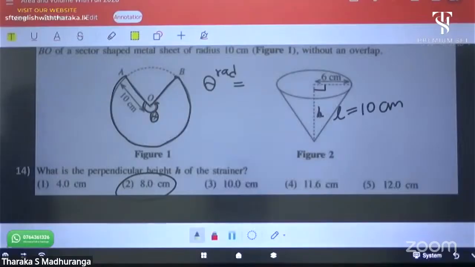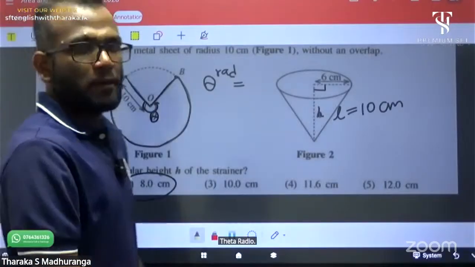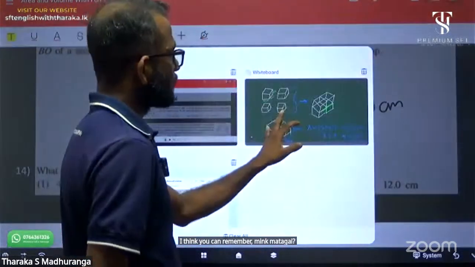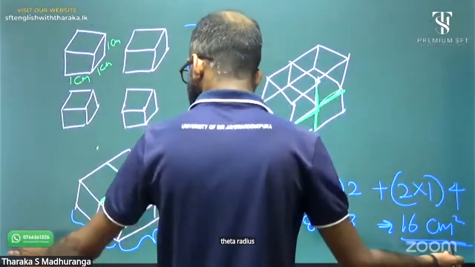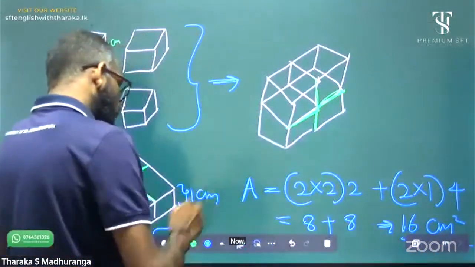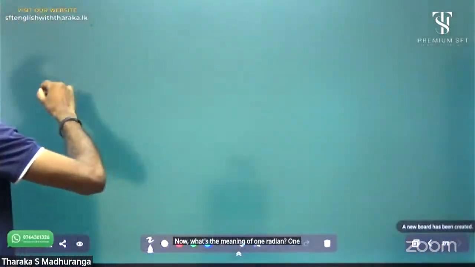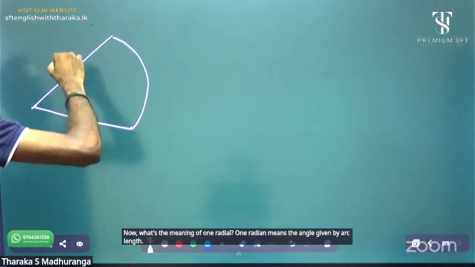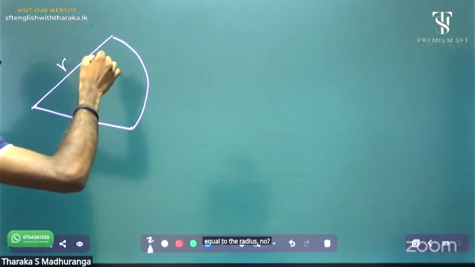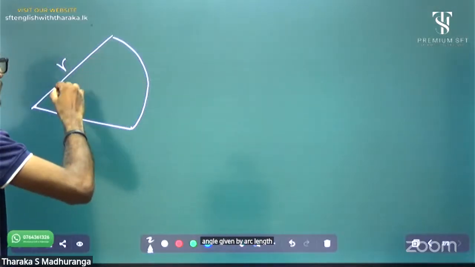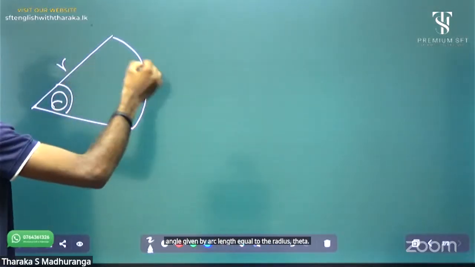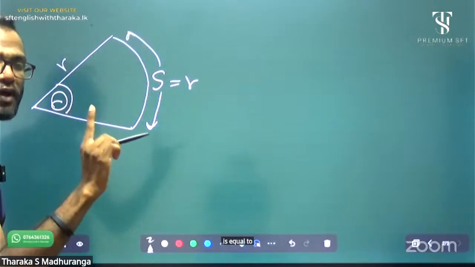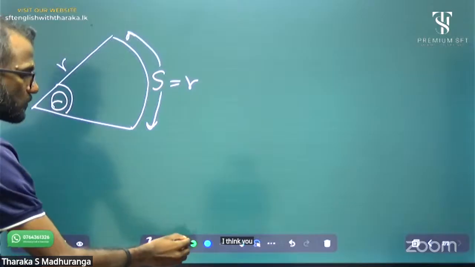Theta radian. I think you can remember. Now, what's the meaning of 1 radian? 1 radian means the angle given by arc length equal to the radius, no? Angle given by arc length equal to the radius. S equals radius. That's the meaning of 1 radian.